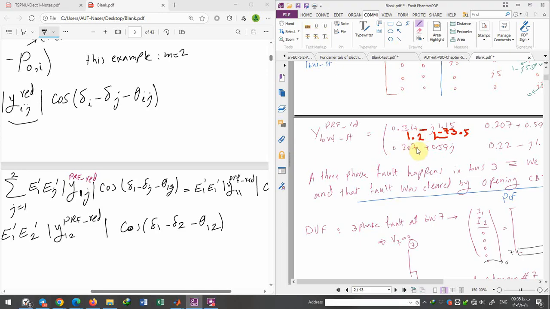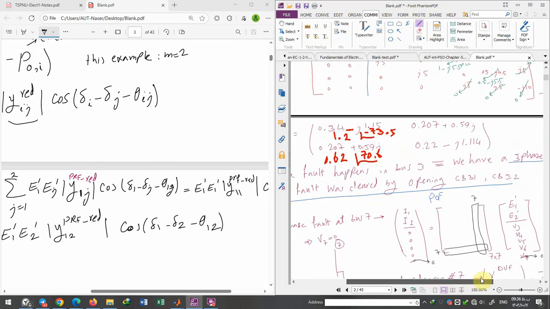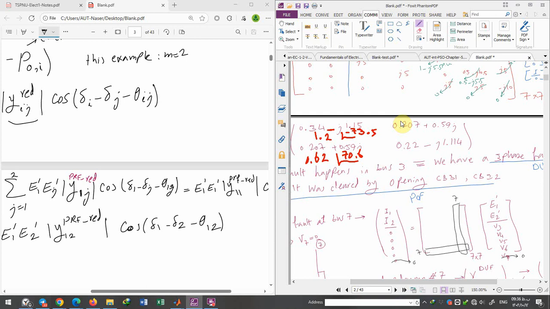Y21 is equal to, we calculate by calculator, 0.62 with angle of 70.6, and for this number the magnitude is 1.13 with angle of minus 78.8.